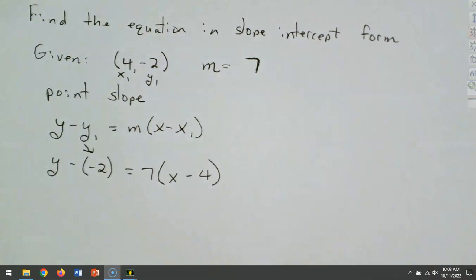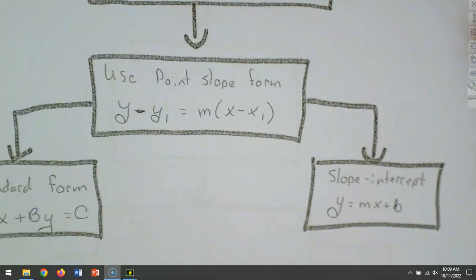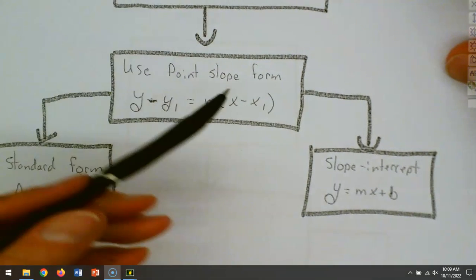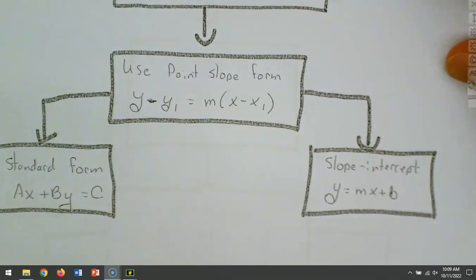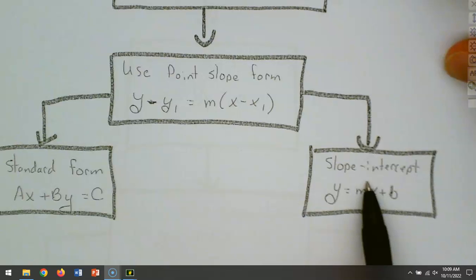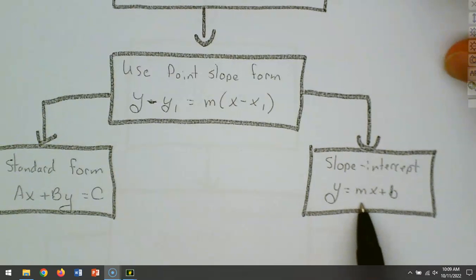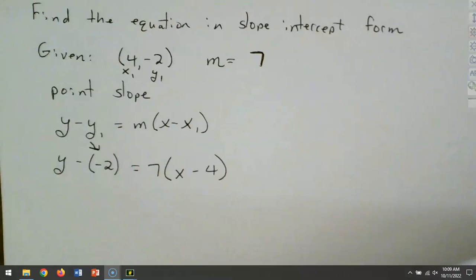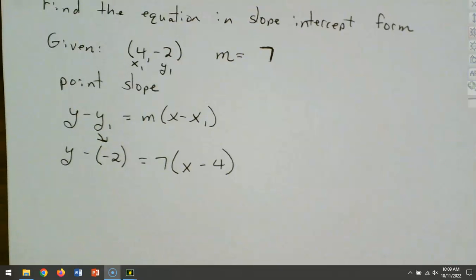Now, we have done that. Now, what's our next step? So here we are. We're here. Which way do we want to go? Directions tell us slope-intercept form, so that's here. What does it look like? y equals mx plus b. So we're at this point. We need to clean it up.